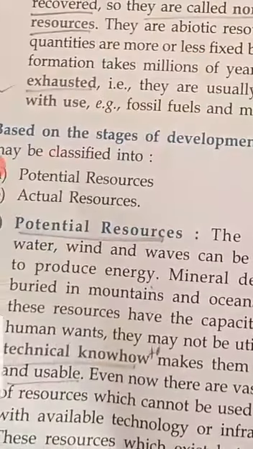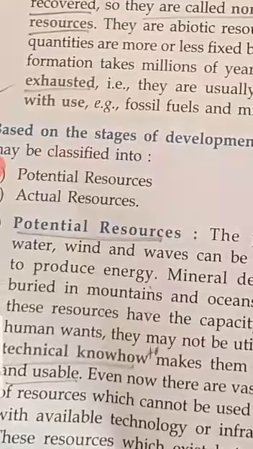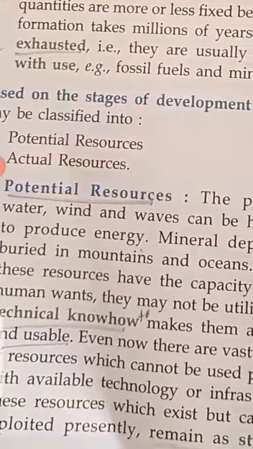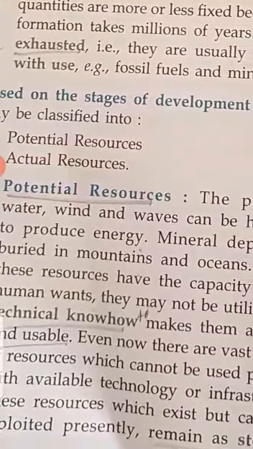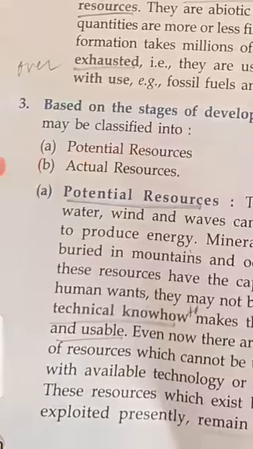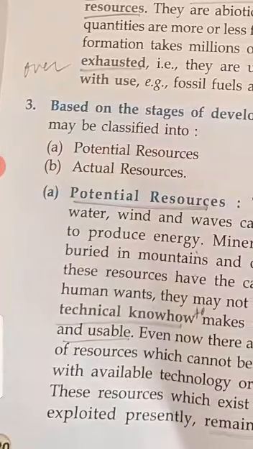They get exhausted, means get finished. That is, they are usually destroyed with use. Examples are fossil fuels and minerals. It includes petroleum, diesel and oil. If you use it so much for our use, one day it will get over. So it will not be available for the coming generations.